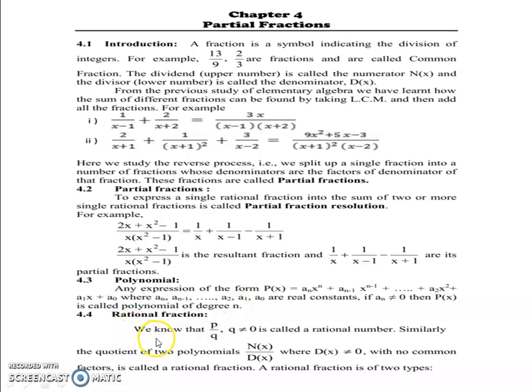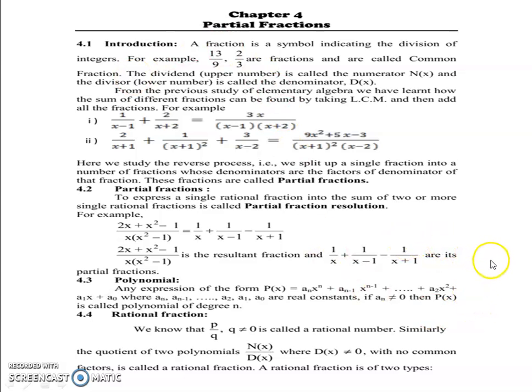Rational functions. We know that p upon q, where q is not equal to 0, is called a rational number. That means 13 upon 9, 2 upon 3. Similarly, the quotient of two polynomials, that is n(x) upon d(x), where n(x) is a polynomial having degree greater than 0, d(x) is a polynomial having degree greater than 0. Be careful, d(x) not equal to 0, with no common factor, is called a rational fraction. A rational fraction is of these two ways.